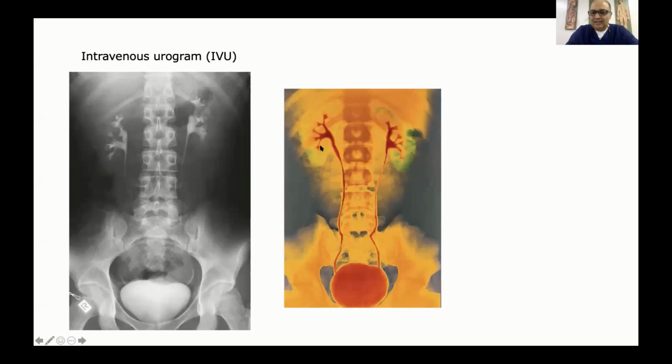You need not to know. That's why I didn't mention the name of this technique, but you can see the whole of the system. You can see the minor calyces. They are making the upper major calyx, middle and the lower major calyx, the renal pelvis on both the sides, and look at the ureters.